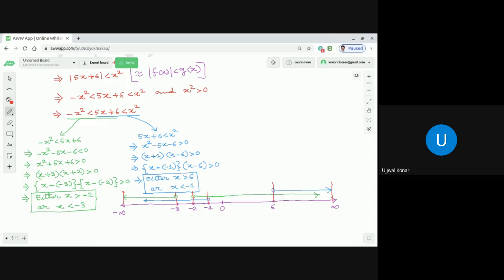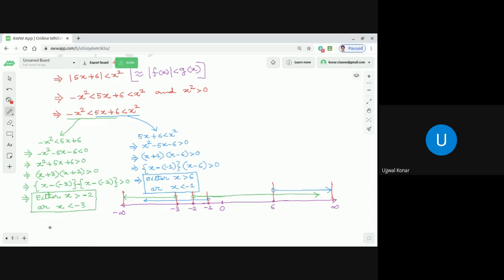Then your question may be, sir, why are you not taking −3 to −2, or why not −1 to 6? The answer is that from −3 to −2 on the number line, there is no green line, only blue line. Again, from −1 to 6, there is only green line, no blue line. Correct, dear students? So we should combine all these things.